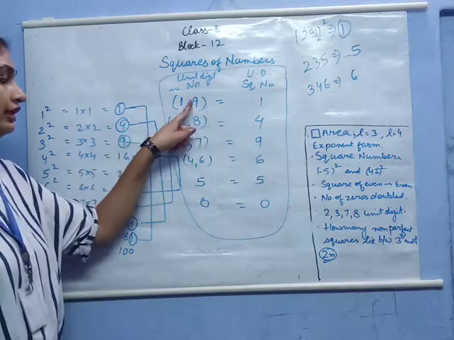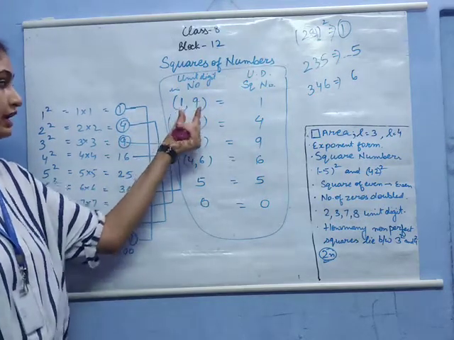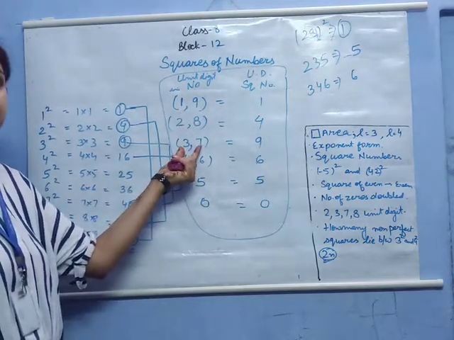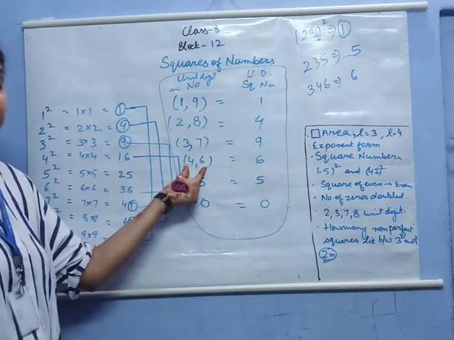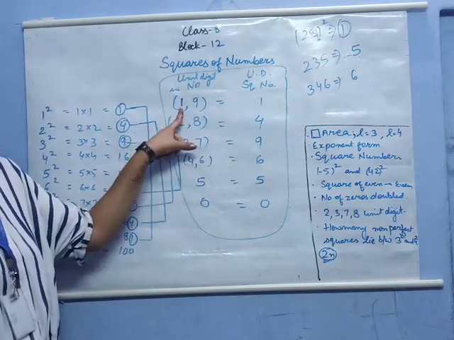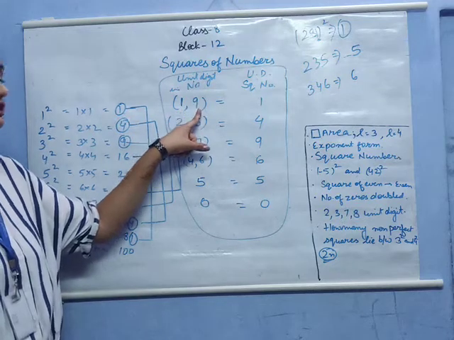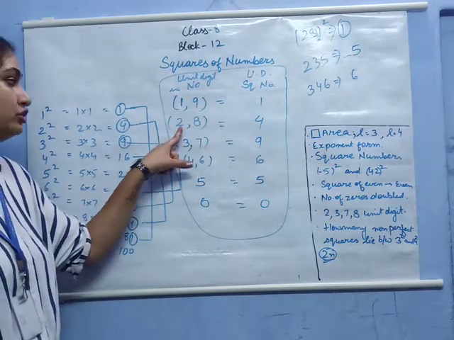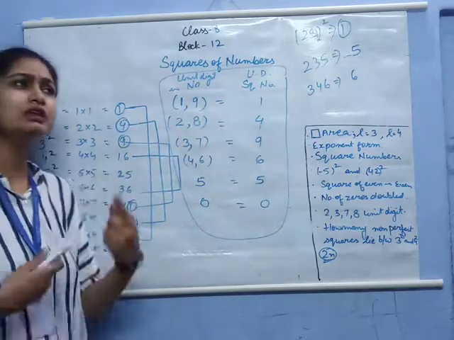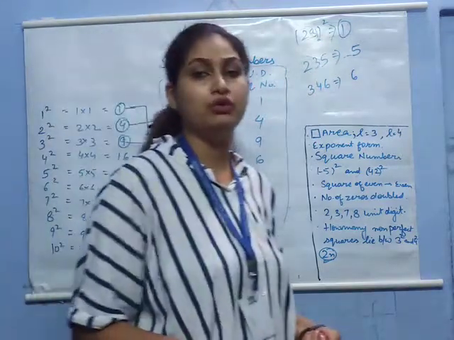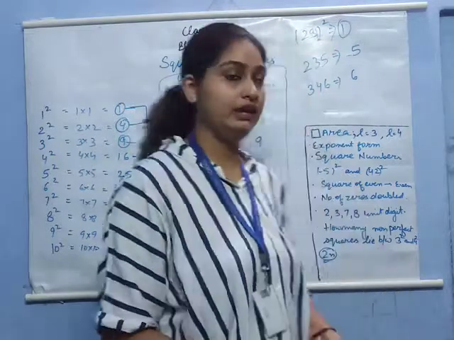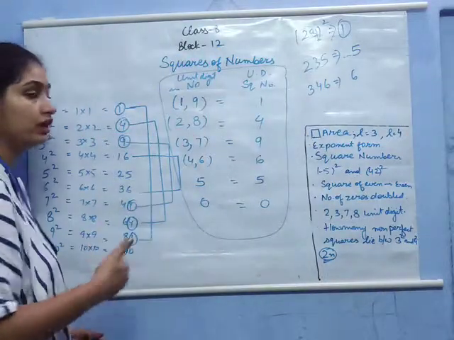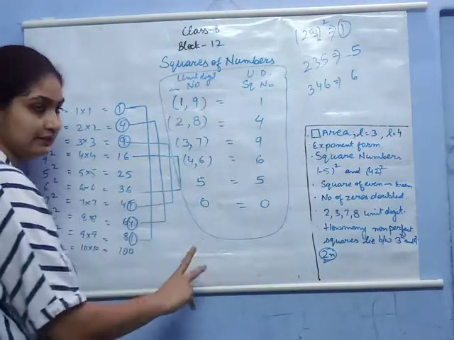Observe a pattern in here. 1 plus 9, 10, 2 plus 8, 10, 3 plus 7, 10, 4 plus 6, 10. That means if we know one number, we automatically can learn the other number by subtracting it from 10. If I know that 2 ka square is 4, then what will be the other number whose square will be 4? 10 minus 2, 8. So this is the quick trick which you can use to memorize these things.